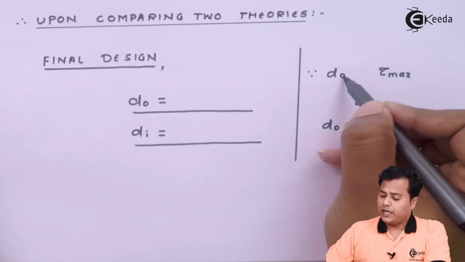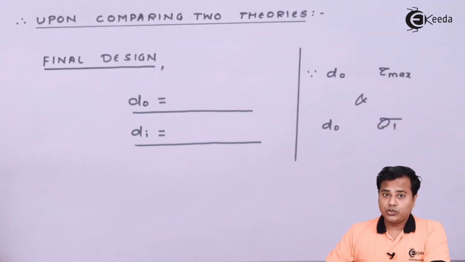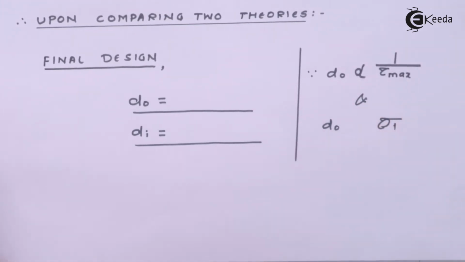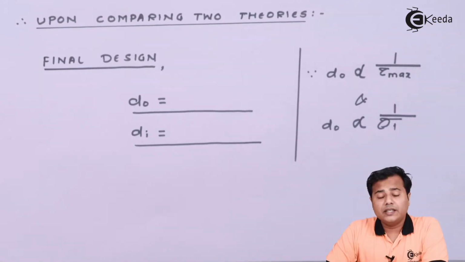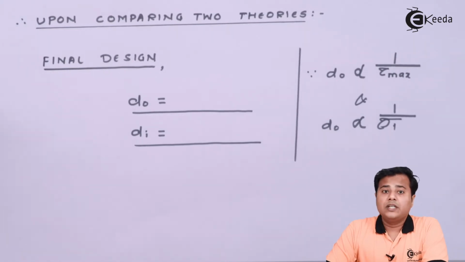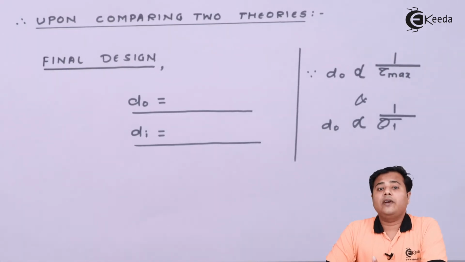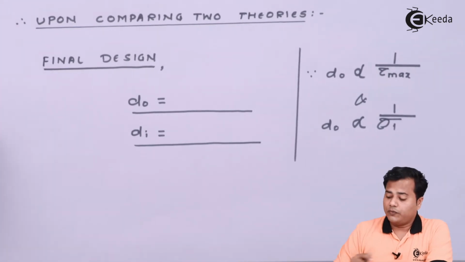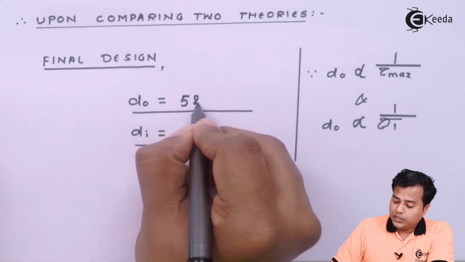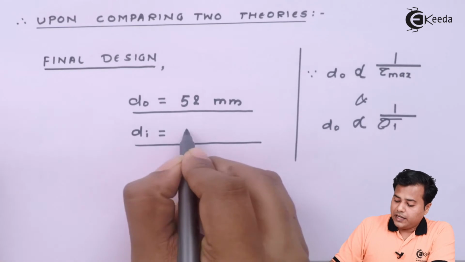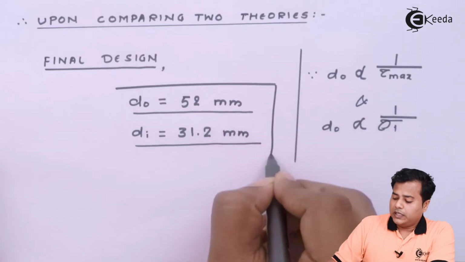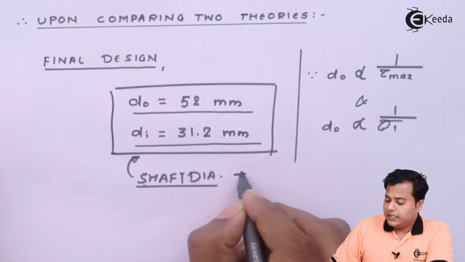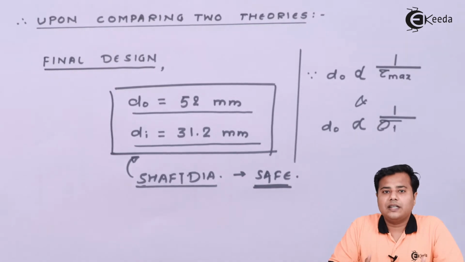We know that the outer diameter is inversely proportional to the maximum shear stress, and it is inversely proportional to the maximum principal stress theory as well. So in that case, the greater the value of diameter I have, the safer will be my component. If the value is smaller, it will not be safe, and that's why I'll go for the greater of the considered values, which is outer diameter 52 millimeter and the inner diameter somewhere around 31.2 millimeter. So this is the final solution for my problem, which is safe. And that is how the design part is done for the hollow shaft.